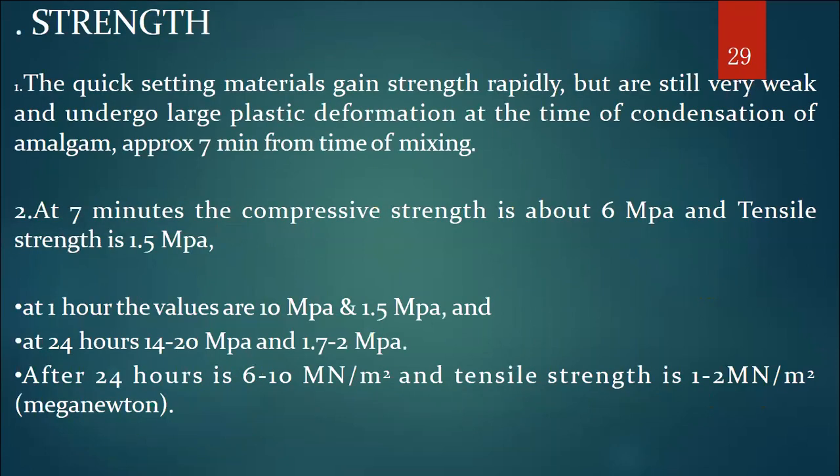Strength: the quick setting material gains strength rapidly but is still very weak and undergoes large plastic deformation at the time of condensation of amalgam, approximately 7 minutes from the time of mixing. At 7 minutes, the compressive strength is about 6 MPa and tensile strength is 1.5 MPa. At 1 hour, the values are 10 MPa and 1.5 MPa, and at 24 hours, 14 to 20 MPa and 1.7 to 2 MPa. After 24 hours, it is 6 to 10 MN per square meter, and tensile strength is 1 to 2 MN per square meter.